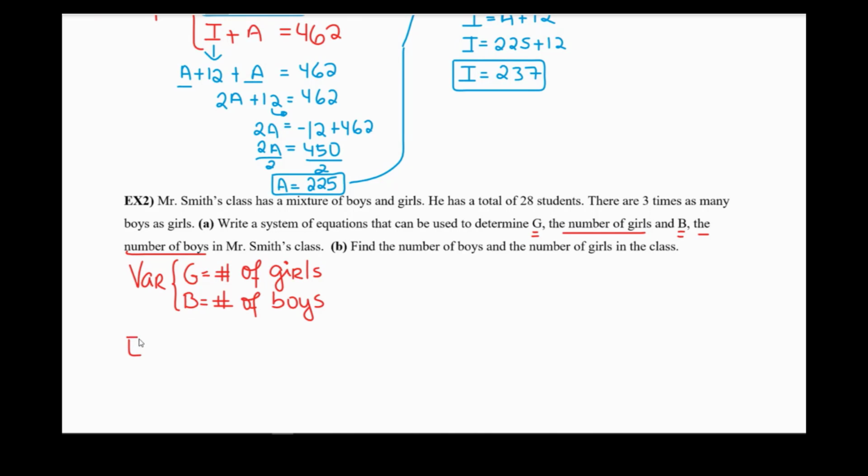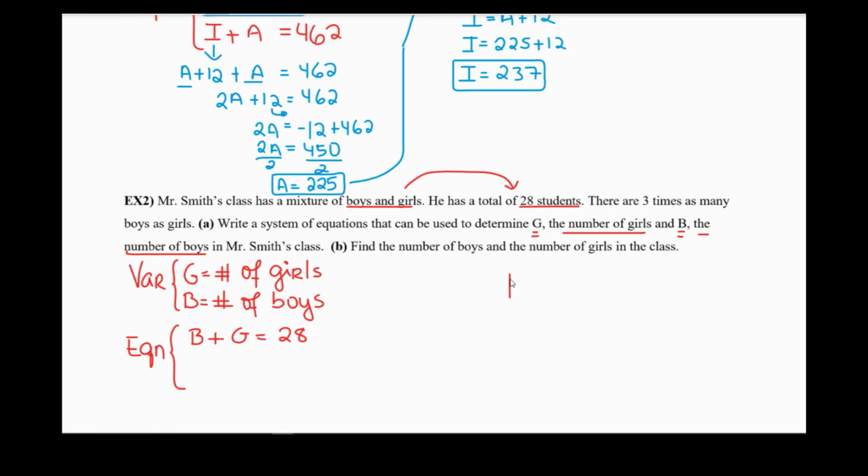Let's identify the equations now. So in my first sentence, it says Mr. Smith's class has a mixture of boys and girls. He has a total of 28 students. So right there, I can see that I can write the equation B plus G, so boys plus girls equals 28 students.